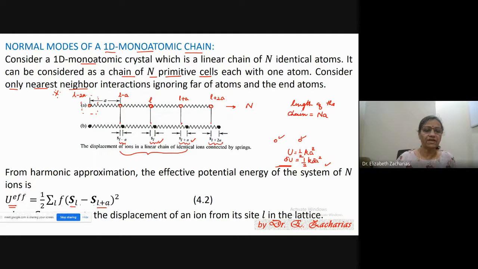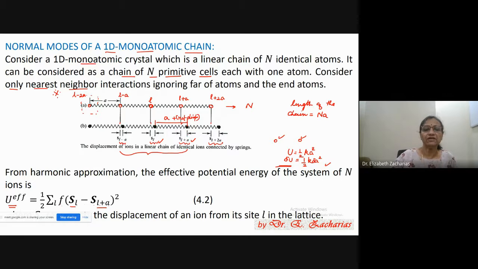Half F (S_L minus S_(L+A)) whole square. What is this S_L and S_(L+A)? They are the displacements. So when you do S_L minus S_(L+A), you get the net displacement. This distance is going to be A plus some net displacement.